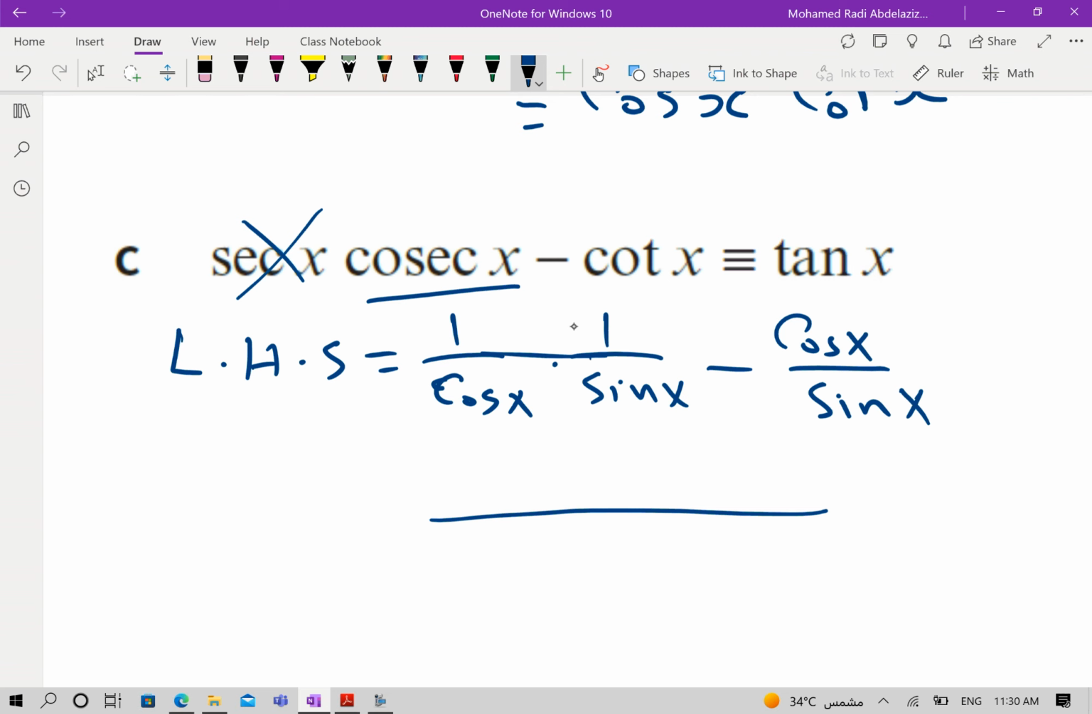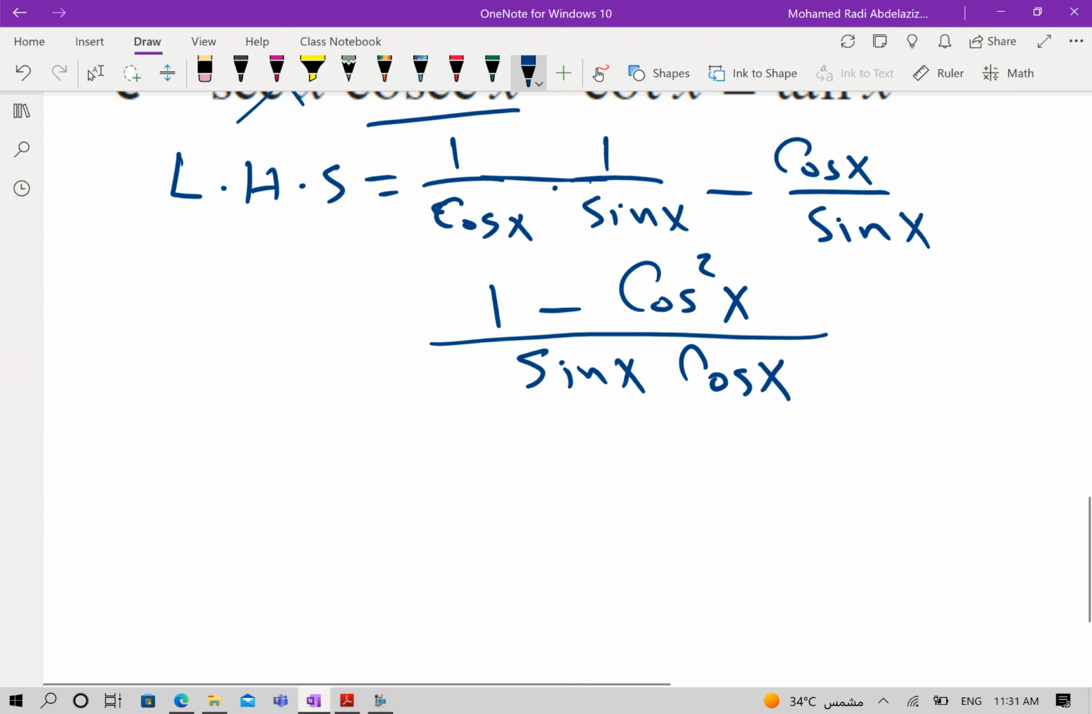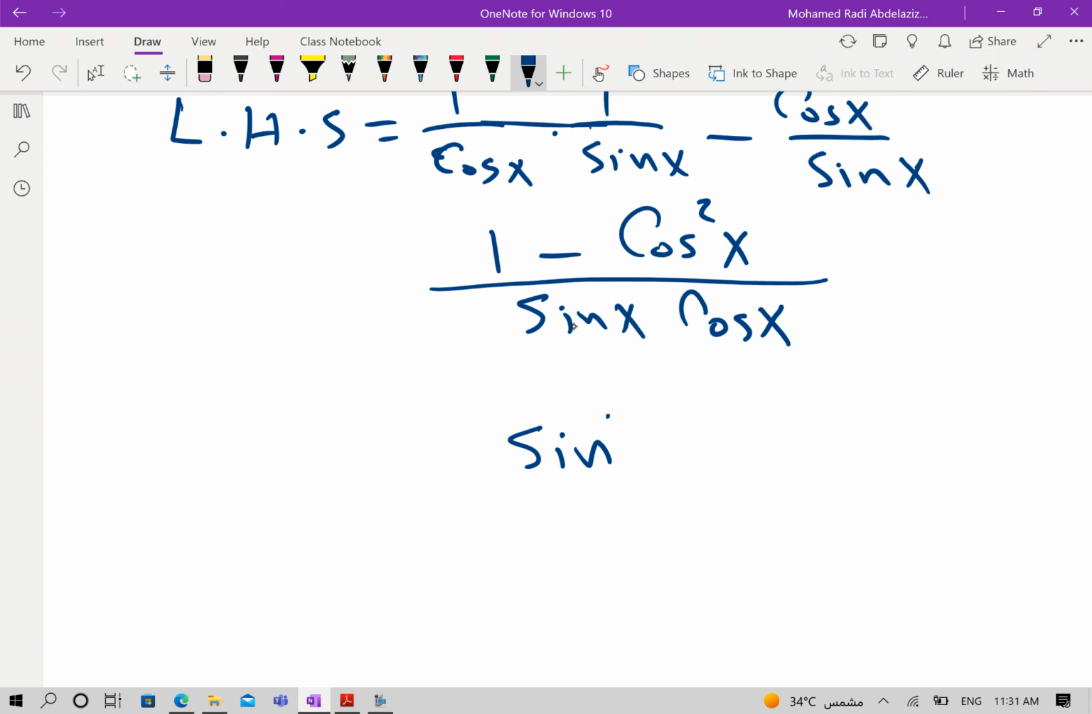This is sine cosine. This is sine only. So we need it to be sine cosine. So multiply the second fraction by what? By cosine. So sine x cosine x. Cross multiply: the first one, keep it 1; multiply by cosine will be cosine squared x. 1 minus cosine squared x will be sine squared x, divided by sine x and cosine x.